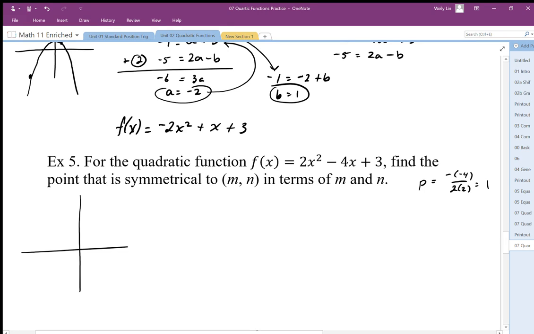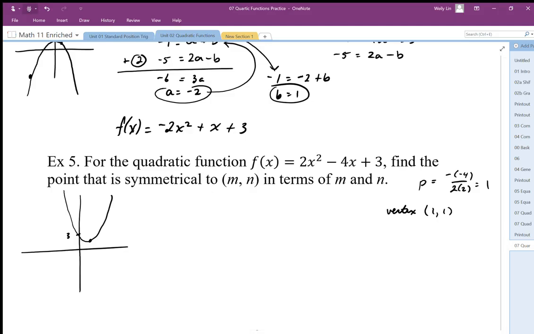So if p is 1, why don't we actually solve for the vertex too? If I know the p value, if I know the x-coordinate of the vertex, I plug in 1, I get 2 minus 4 plus 3. So the vertex is going to be at (1, 1). So there's my vertex, and it's going to go something like that, a y-intercept of 3. And (m, n) is some point on that parabola.